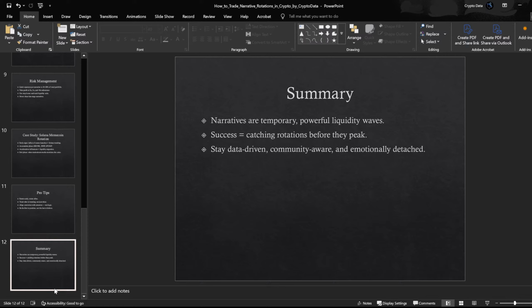This is the most important because, one, if you look at the data, you're going to take emotions out of it. If you look at the community, what are they saying? Does this have a strong community? Does this have legs? If so, maybe there's a chance it'll pump. And then staying emotionally detached will help you so you're not FOMOing at the end. You're not becoming that exit liquidity while all the whales are getting in before you.